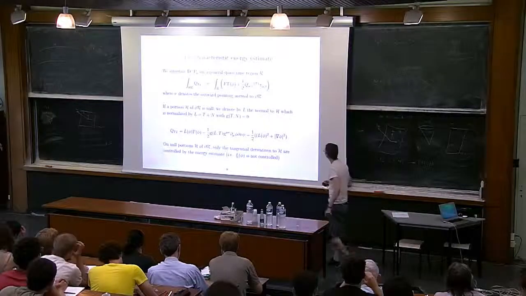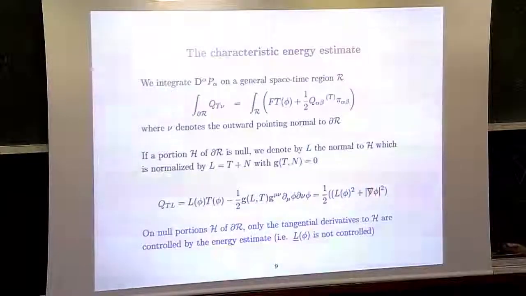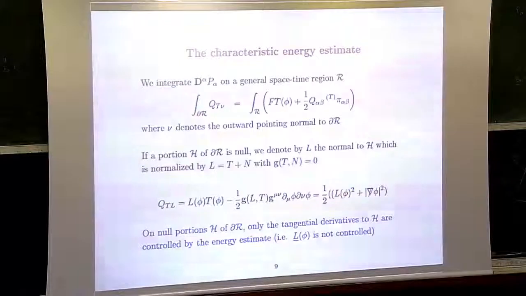Okay, so now with this, I'd like to do the characteristic energy estimate. The characteristic energy estimate is simply the fact that I'm going to integrate my energy momentum tensor, I mean, I'm going to integrate this relation, the divergence of P, exactly as I did before. But now I'm taking more general space-time regions. In particular, I'm allowing the boundary of R to be a null hypersurface, or at least a piece of null hypersurfaces. So in general, you will have a piece of space-like and a piece of null hypersurfaces.